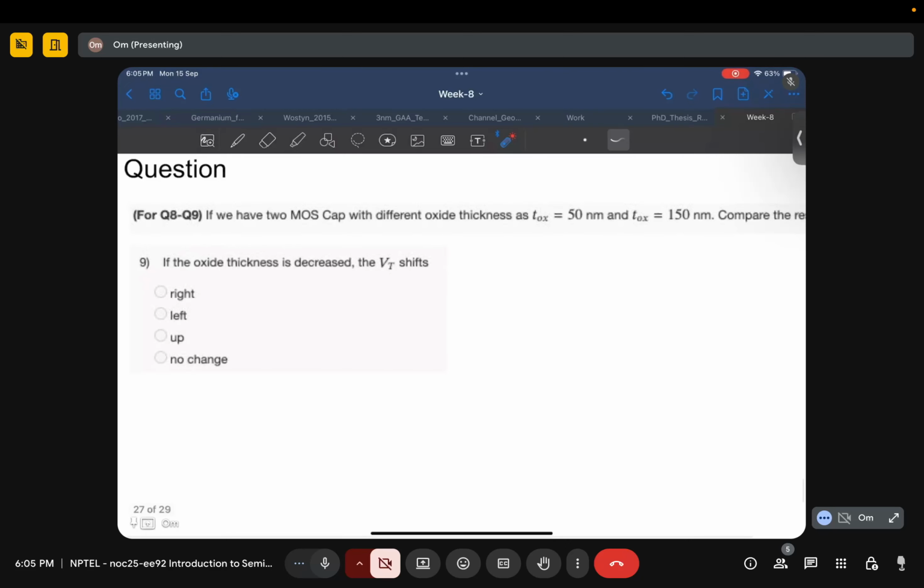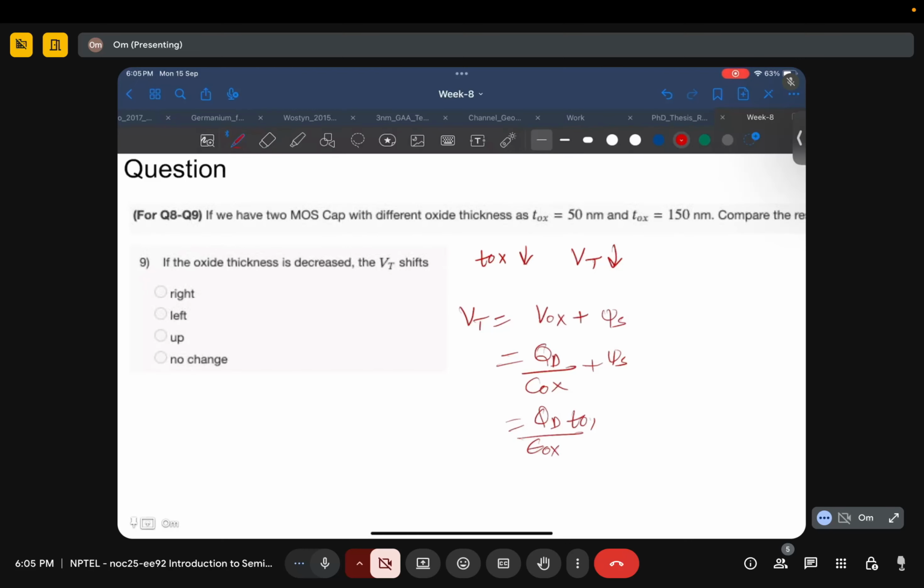So if TOX reduces, VT also reduces. Why? Because if you remember, VT is Vox plus psi s in depletion. So this is QD by Cox plus psi s, and this will be QD epsilon ox by Tox plus psi s. So if Tox reduces, VT will also reduce.